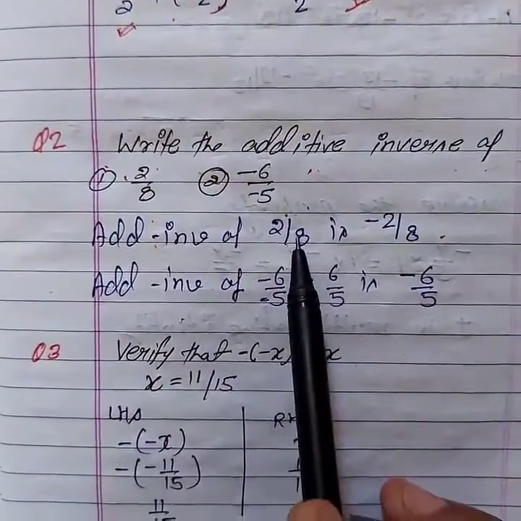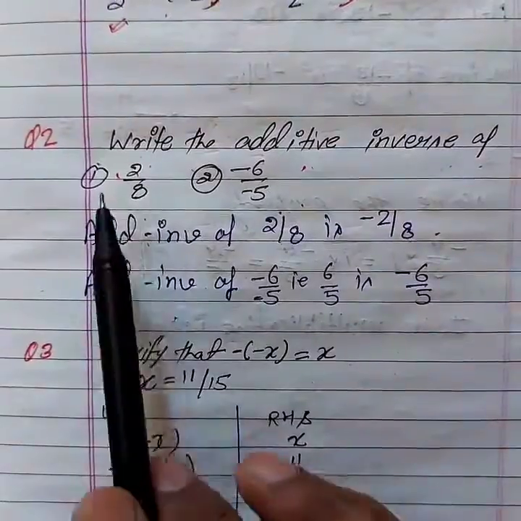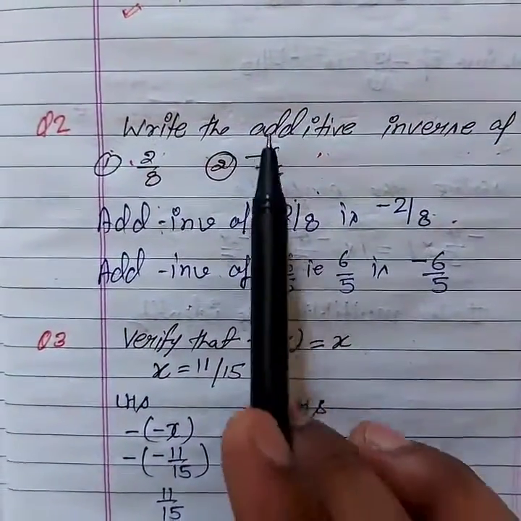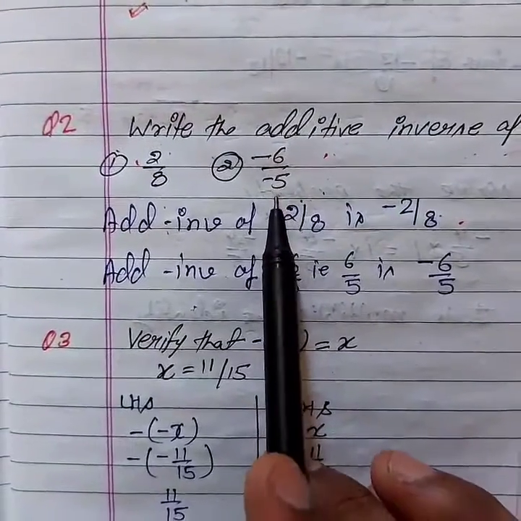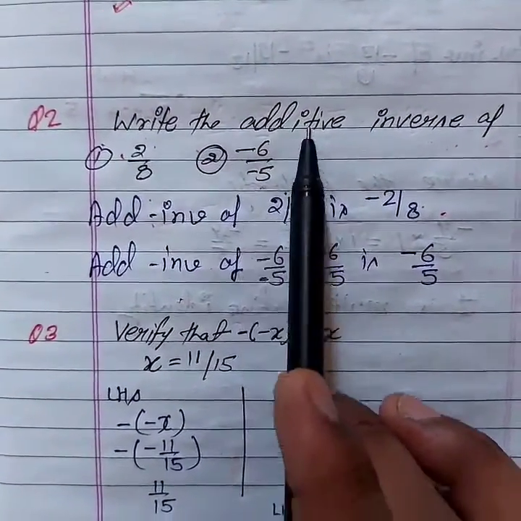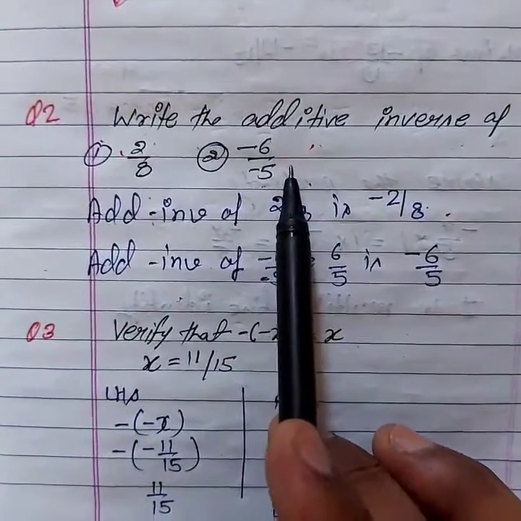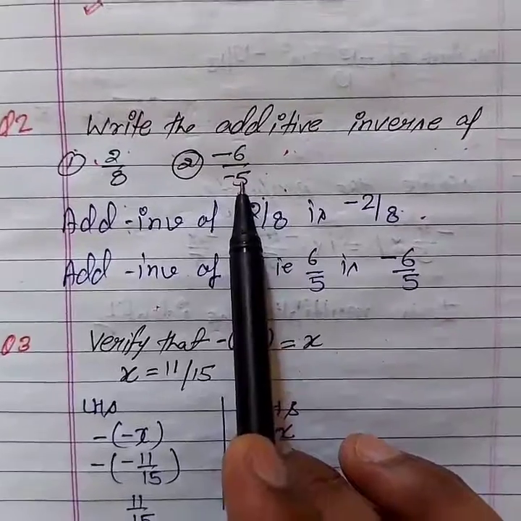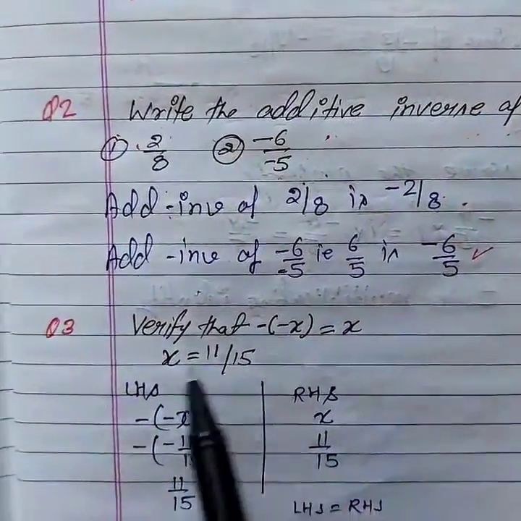The additive inverse of 2/8 is −2/8 because the numerator is positive, so the answer will be negative. When the numerator and denominator are both negative, these negative signs cancel each other and the number becomes positive. The additive inverse of a positive rational number is a negative rational number.